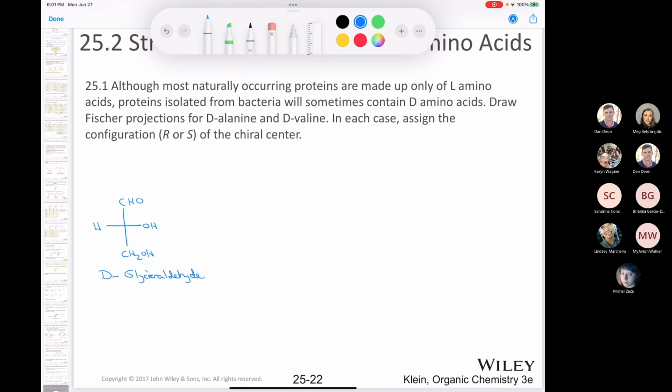All right, so we have D-glyceraldehyde. So now we know which side the hydroxyl points on for glyceraldehyde. So the way that we draw an amino acid is similar. We have the most oxidized carbon at the top.